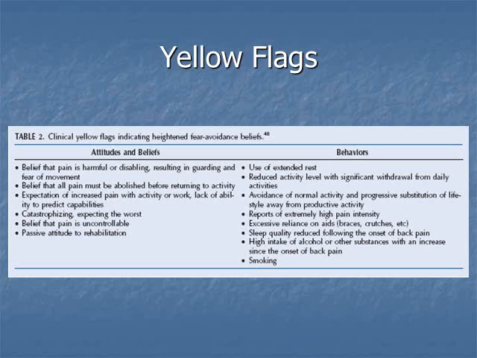Also looking at the other risk factors that we know are related to a poor prognosis. For example, smoking, high substance abuse, whether that's alcohol, illicit drugs, or prescribed drugs, extended bed rest. These things are oftentimes factors that are modifiable.